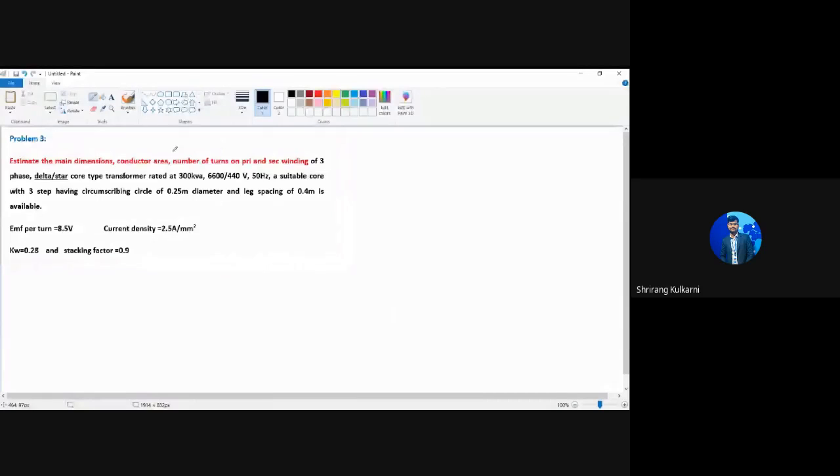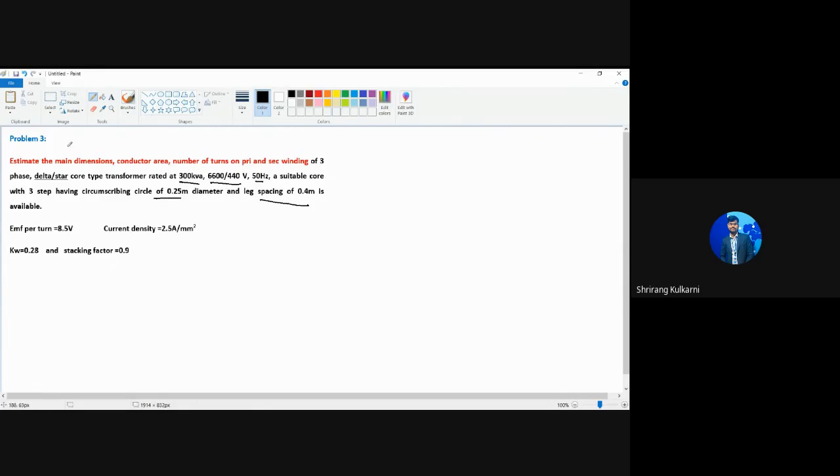Estimate the main dimensions, conductor area, number of turns, primary and secondary. This much we have to calculate. Data is given. Q is given. The voltage is given. Frequency is given. And diameter of circumscribing circle is given. And leg spacing is given. So EMF per turn, ET. I will explain what the given data are. You solve it on your own.